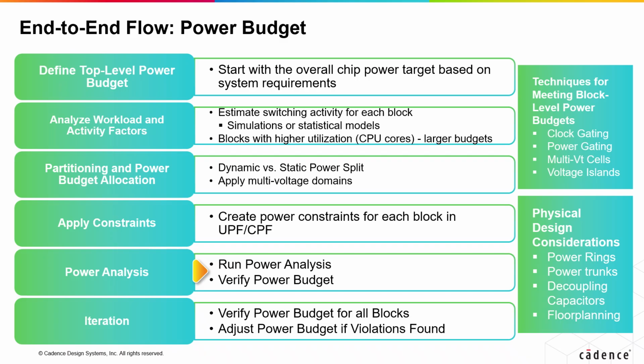After initial estimates, designers run detailed power analysis tools to verify that each block stays within its budget. If violations are found, the budget may be adjusted, or further optimizations applied. This disciplined approach not only helps prevent late-stage problems, but also enables designers to balance power, performance, and area, ensuring the final product meets its technical and commercial goals.